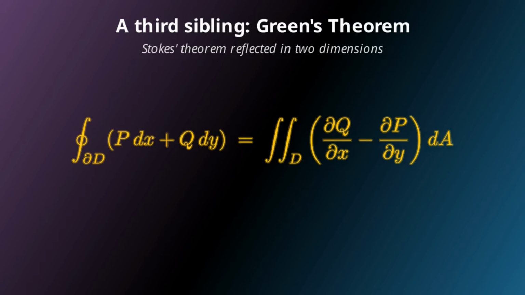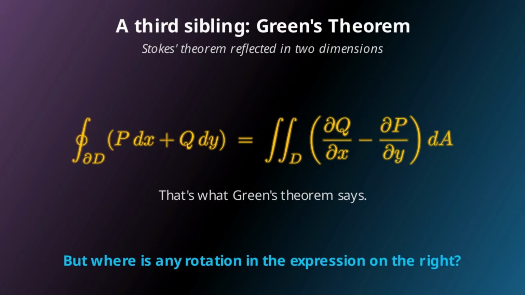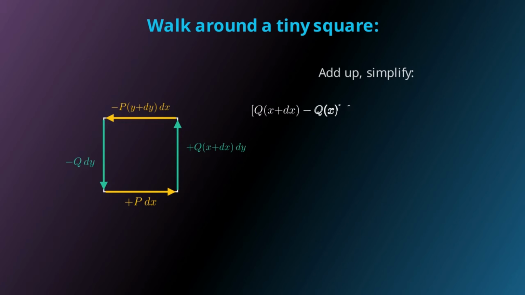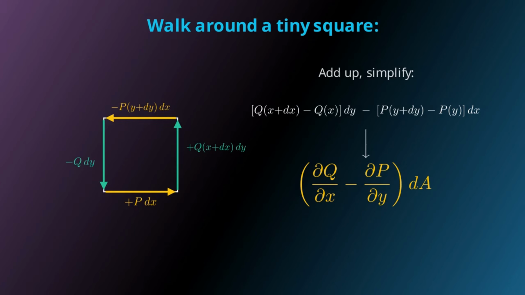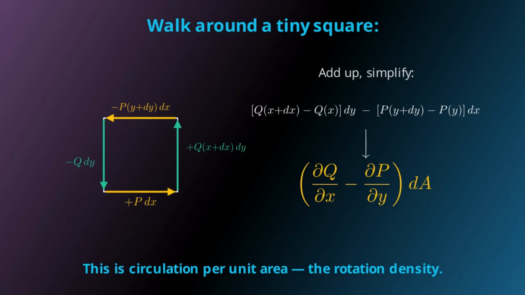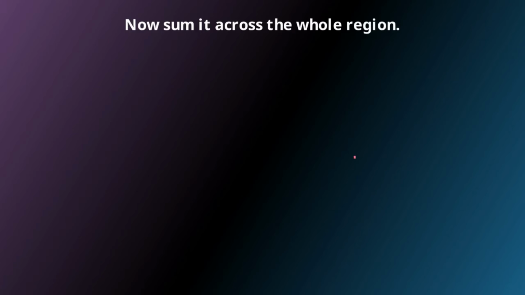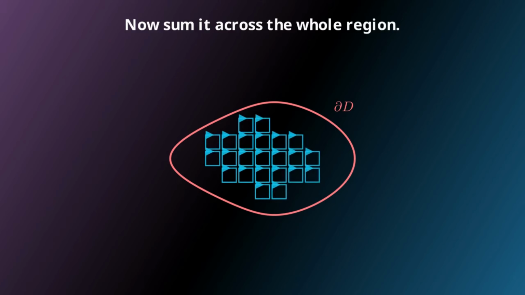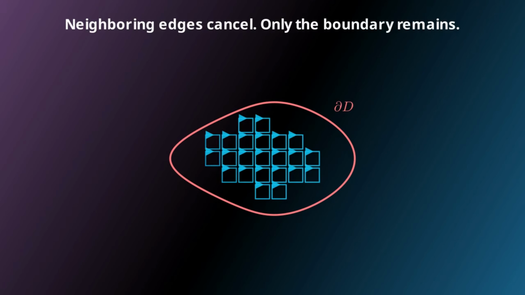It's Stokes' theorem reflected into two dimensions. That's what Green's theorem says. But wait, where is any rotation in the expression on the right? Let's walk around a tiny square, four edges, four contributions. Here is the formula. When we do the math, it simplifies so that this expression is circulation per unit area. In other words, the rotation density. The difference of partial derivatives in the formula is exactly a tiny rotation.